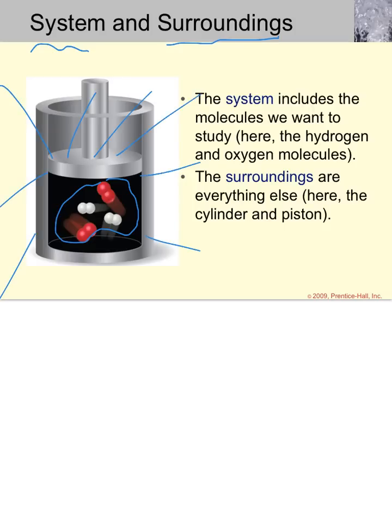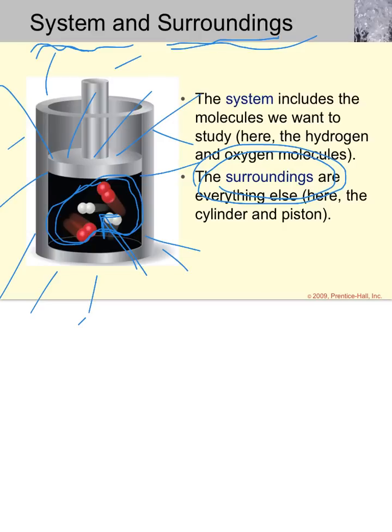In this picture, it would be the cylinder and the piston, all the air around it, anything but the molecules we're studying. The reason they do that in thermodynamics is you can't really get a thermometer into the middle of molecules and study exactly what they are doing. So what we usually study in chemistry are the surroundings, and then we reverse all the measurements we get. If our surroundings are getting hot, that means the system itself is giving off heat and is cooling. So remember those two terms, system and surroundings.